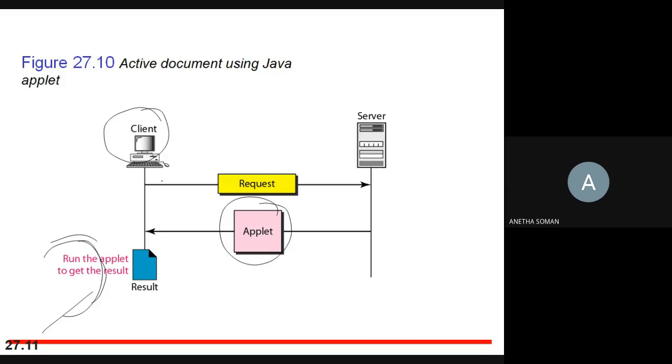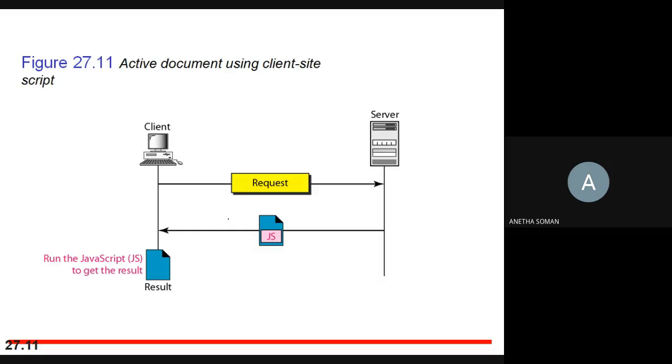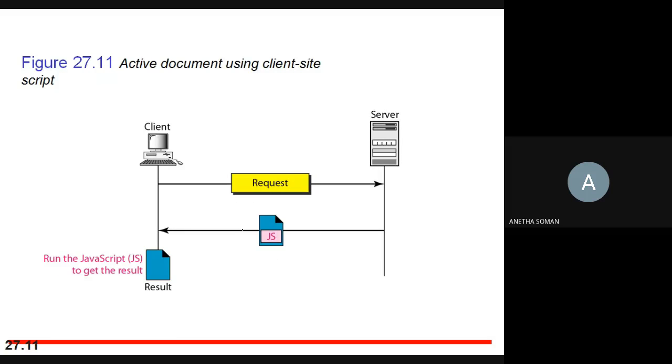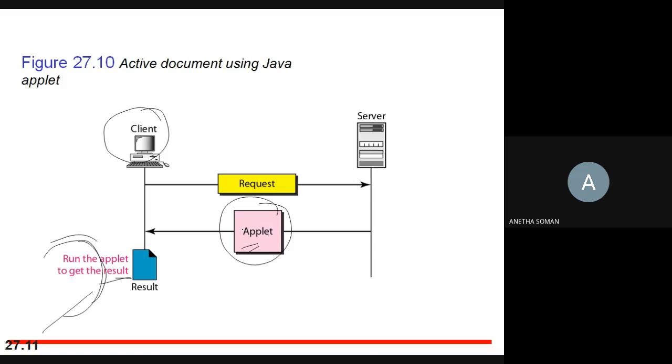So whenever a client or a browser requests the server for an active document, the server will send a copy of the document, or it can be a script also. It can be JavaScript or it can be an applet. This document will be run at the client side in order to get the result. To create it, you can make use of a Java applet or a client-side script. So these are the different types of WWW documents: active, dynamic and static documents.